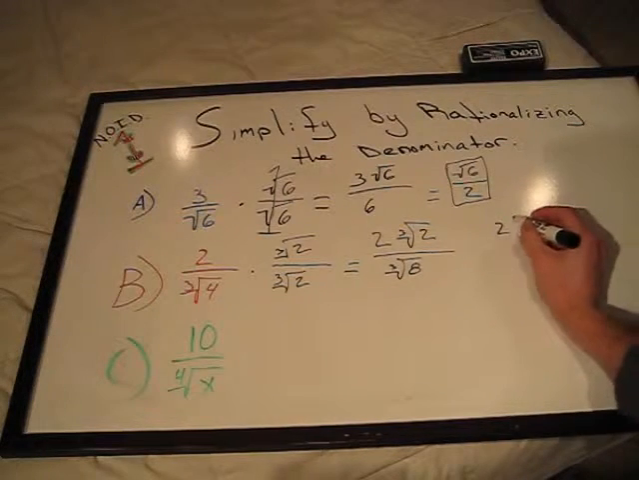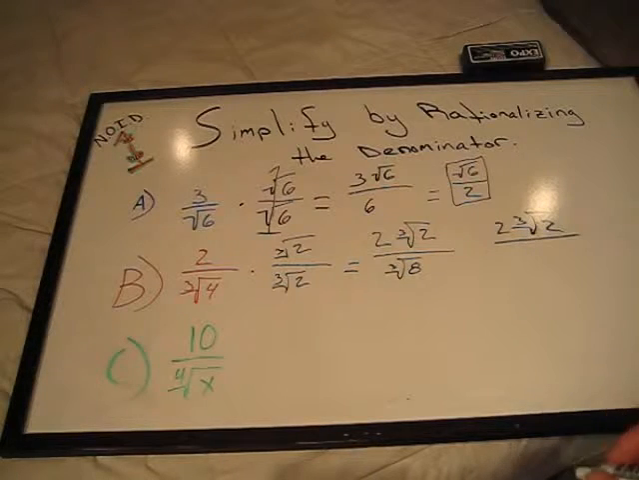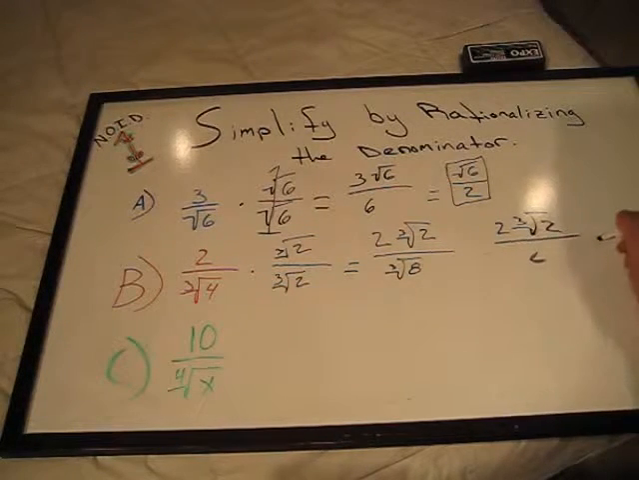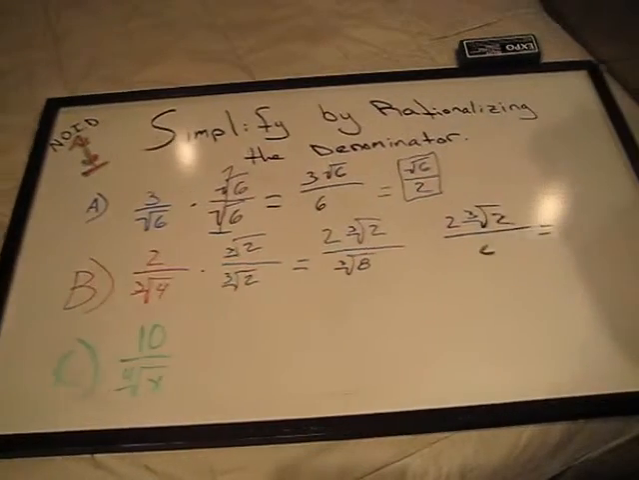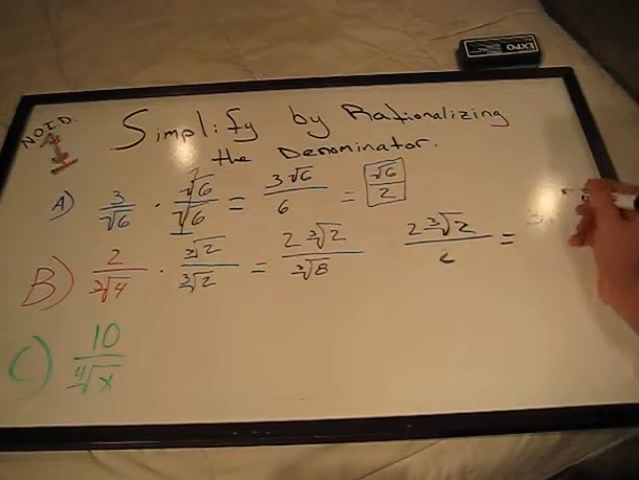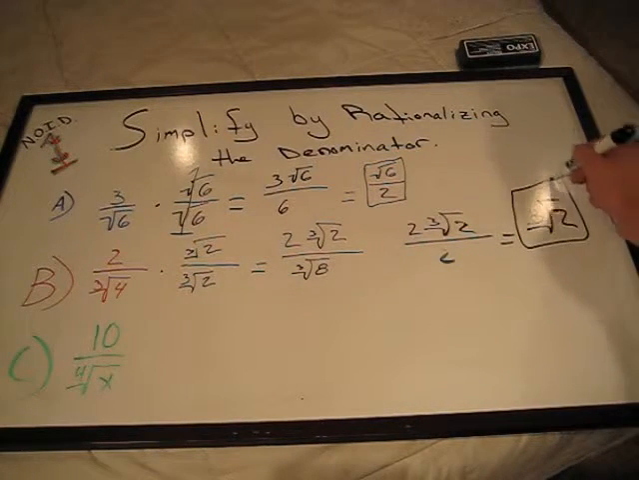And we'll get 2, the cube root of 2, over 2. We can take a 2 out of each side. And we'll get the cube root of 2 as our final answer.